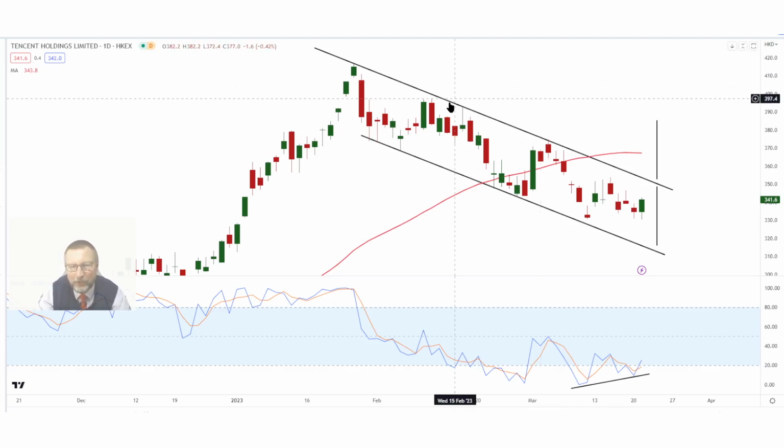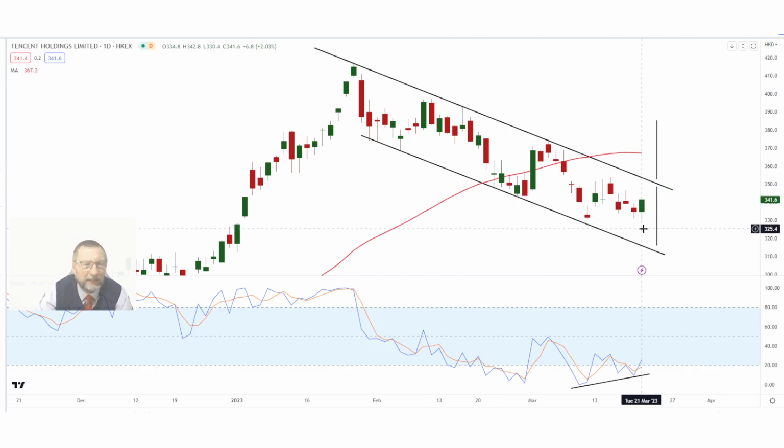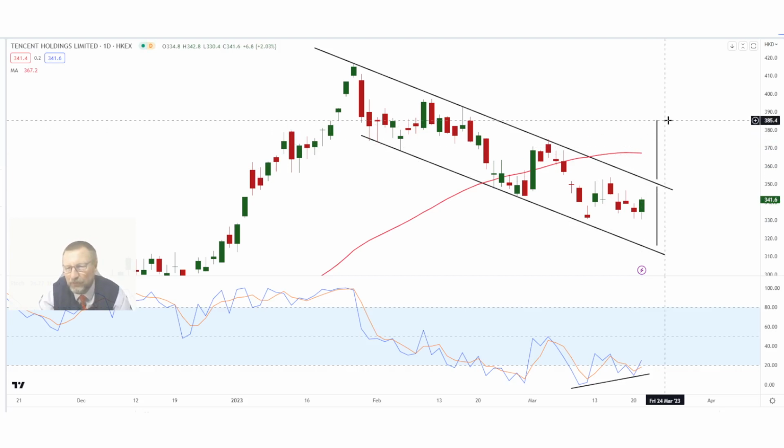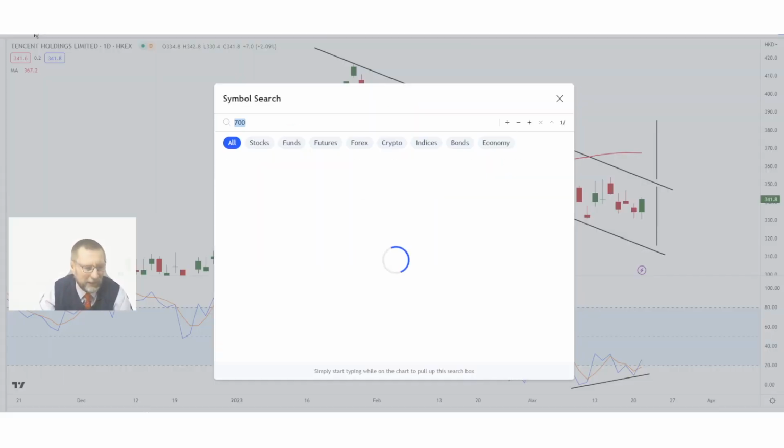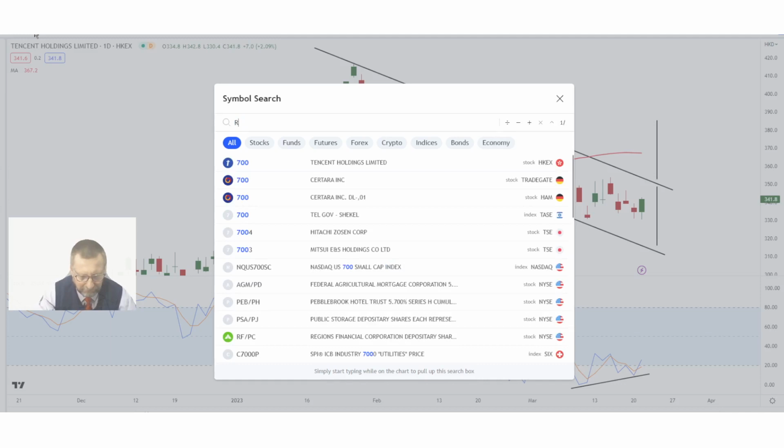So if you look at this descending channel, we gave you the level of the break to the top. My stop loss will be the low of that candle. It will be 330. And where's my target? My target is, if you do the extension, it can take it all the way up to 385. So hopefully, for those that are keen on Tencent and Naspers and Prosus, maybe we can see a little bit of a bounce.